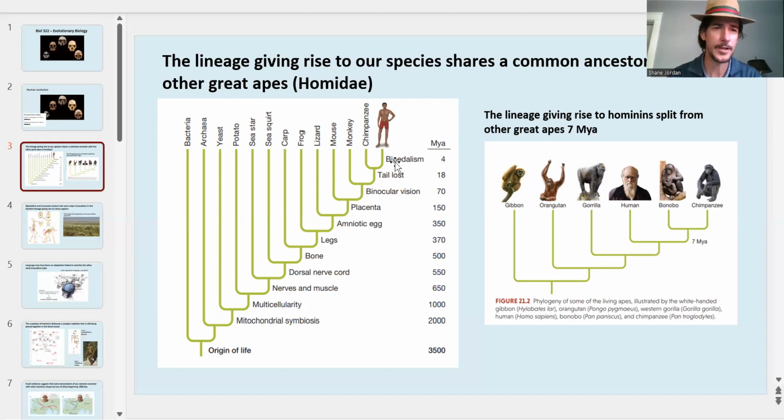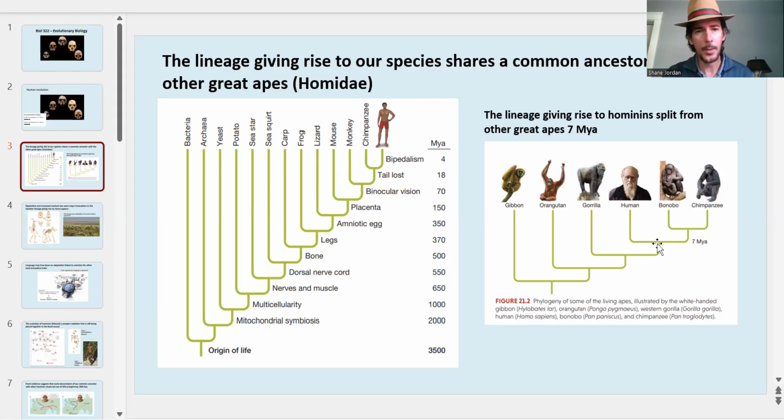Bipedalism is a unique trait amongst Homo sapiens, and it's one of a handful of traits that makes us unique compared to our closest relatives. Now, what do we know about the timing of human evolution? Well, it appears, based on most reasonable evidence, that the lineage giving rise to Homo sapiens split from the lineage giving rise to our sister taxa, chimps and bonobos, about 7 million years ago. So there's been a fairly long period of time that has elapsed since we last shared a common ancestor with some of the other great apes. That's an interesting thing to think about.